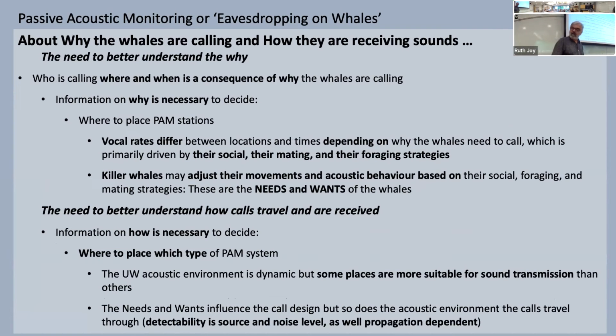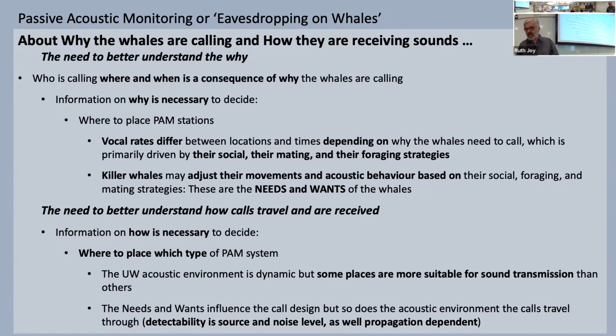So why whales are calling and how they're receiving sound has always been my area of interest for many years now. And John Ford started this when it comes to killer whales, especially. You want to find out why they're calling, and that's almost likely the most difficult question to determine.